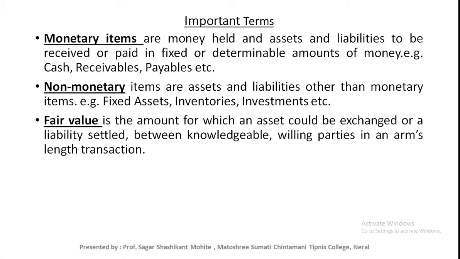Next term, monetary item. Monetary items are money held, and assets and liabilities to be received or paid in fixed or determinable amounts of money. For example, cash, receivables, payables, etc. Non-monetary items are assets and liabilities other than monetary items, that is fixed assets, inventories, investments, etc.